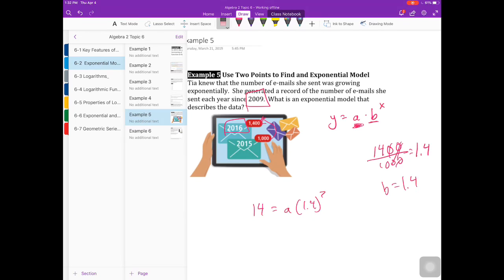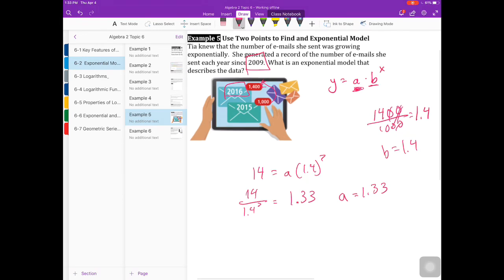So when we solve for A, we're going to do 140 divided by 1.4 to the 7. And when we do that, we get 1.33. So that means that A, our initial value, was probably 133 emails, which is kind of crazy. But again, we want to keep that as a decimal, so it's not crazy. So then our equation is going to be y equals 1.33 times 1.4 to the x, where x is our time in years.